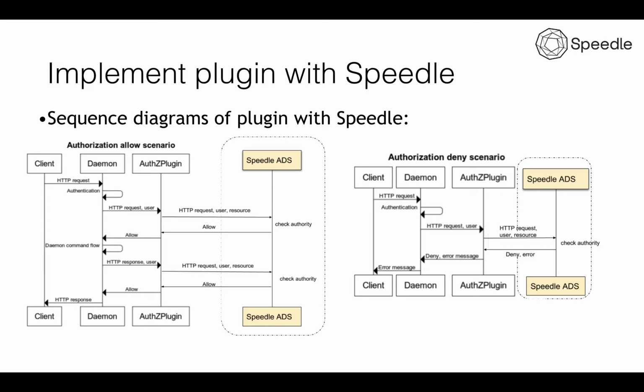Implementation of the plugin with Speedle. These two diagrams show where Speedle is called, and the first one is the allow scenario, and the second one the deny scenario. We can see the plugin makes a request to Speedle and gets the authorization check result from Speedle, then it will give that result back to the daemon.